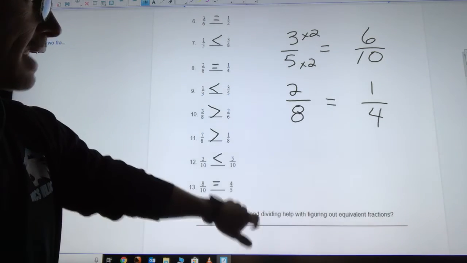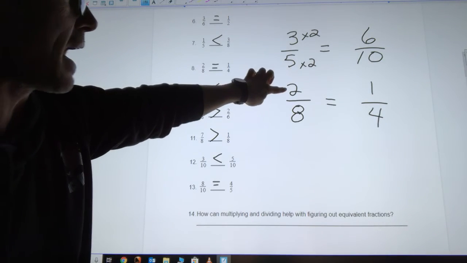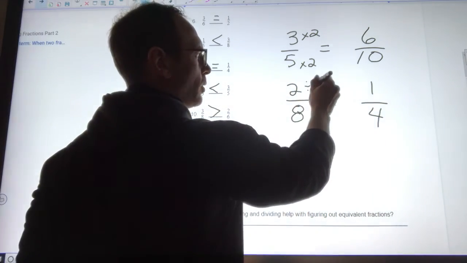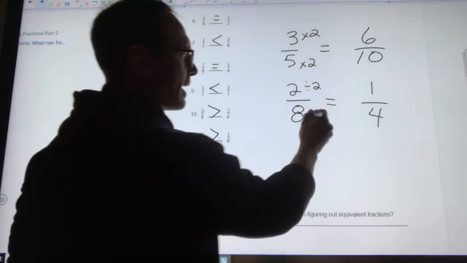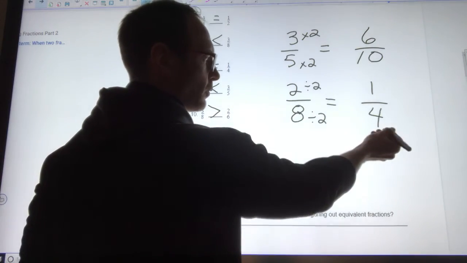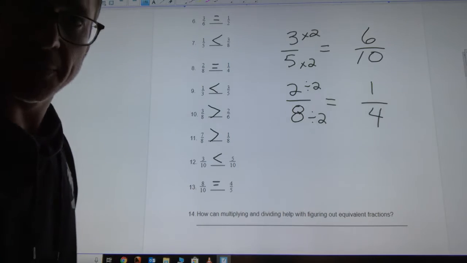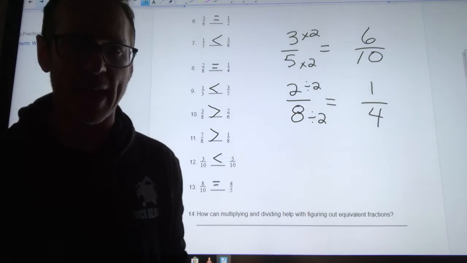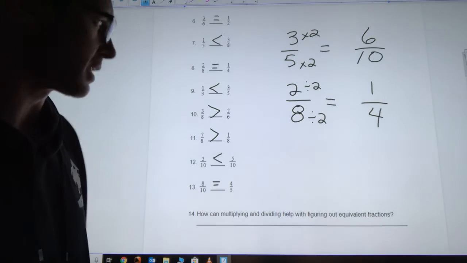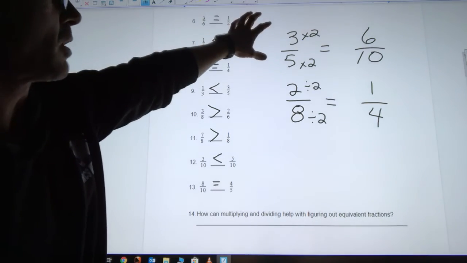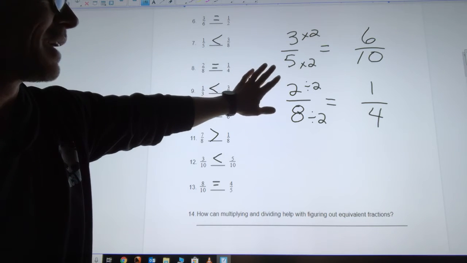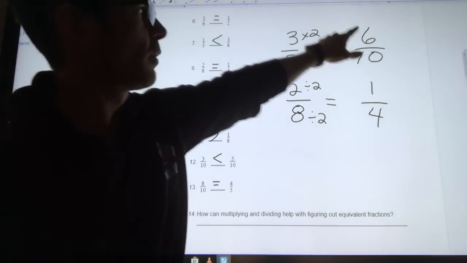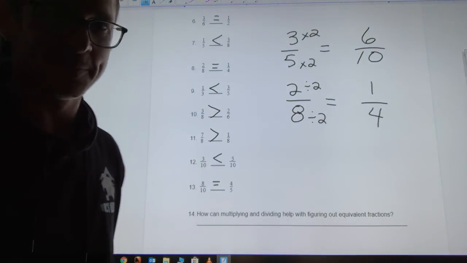It also asks about dividing. Well, think to yourself, what do I have to divide 2 by to get to 1? Well, 2 divided by 2 is 1, and 8 divided by 2 is 4. So look at that. We can use division also to find equivalent fractions. It doesn't work with adding and subtracting, though, just to let you know. Okay? But if we multiply the top and the bottom, or if it's possible for us to divide the top and the bottom by the same numbers, we will find an equivalent fraction.